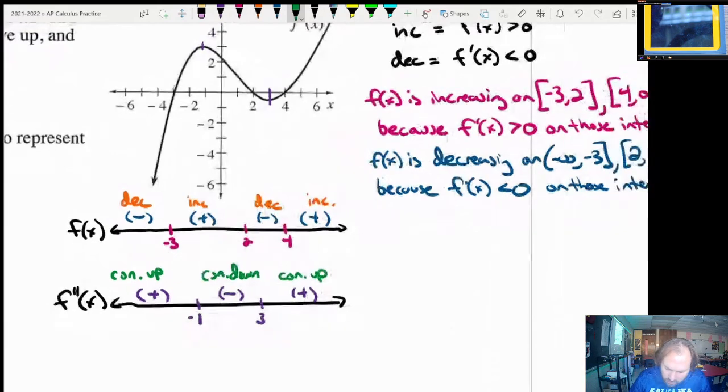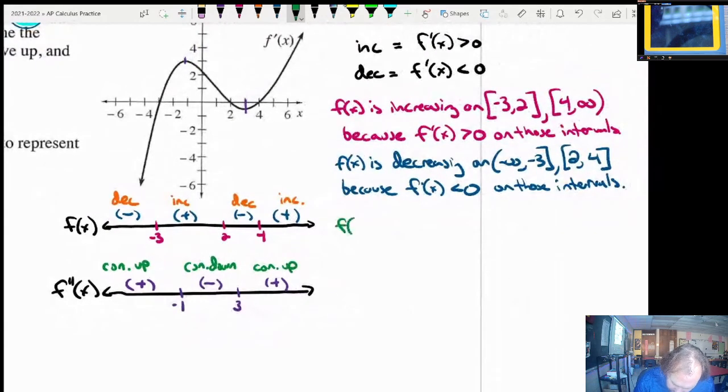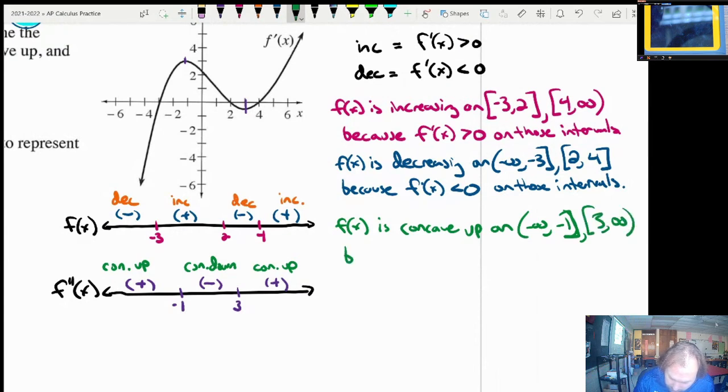So again, we can write a couple sentences like this. F of x is concave up on -infinity to -1, square bracket, and 3 to infinity. And again, if this is a free response question, your reader will be looking for this phrase because f prime of x is increasing on those intervals.